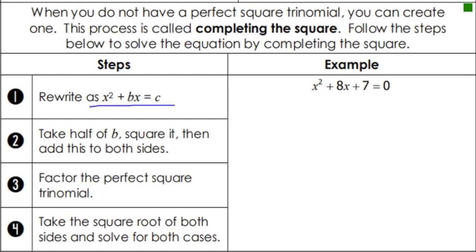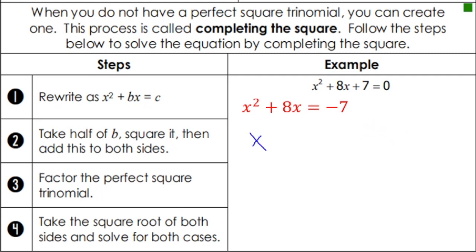First, you want to rewrite it as x squared plus bx equals c. That means I'm going to subtract 7 from both sides. That cancels out. And you will end up with x squared plus 8x equals negative 7. Another way I would write this is in this manner.